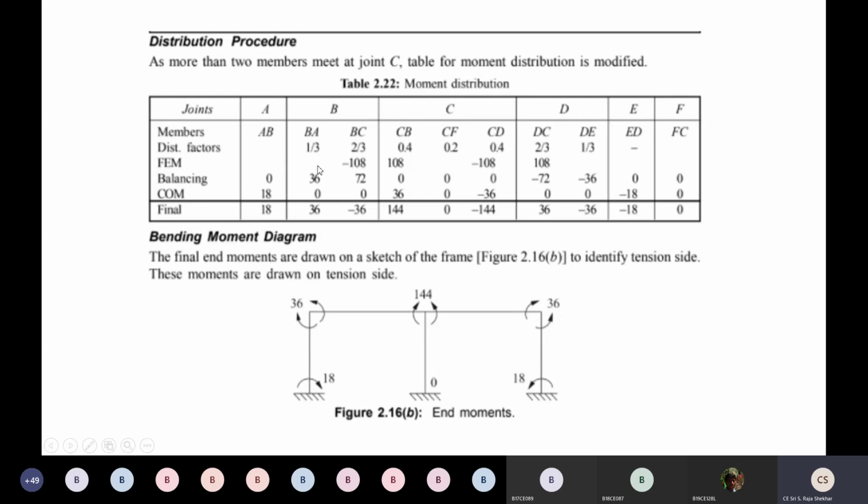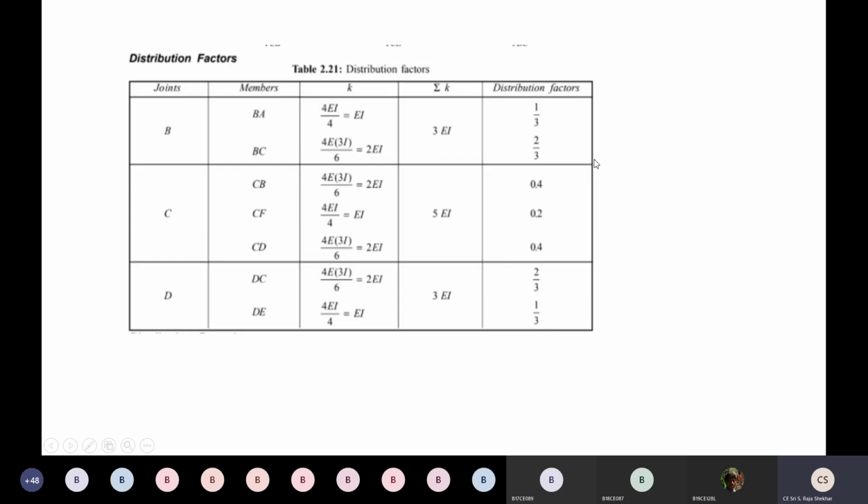For member BA, fixed end moment is 0. For member BC, fixed end moment is minus 108. Member CB, fixed end moment is 108. CF, fixed end moment is 0. CD, fixed end moment is minus 108. For the DC member, fixed end moment is 108. For the DE member, fixed end moment is 0. So like that we will write all the fixed end moments for the different members that we calculated here.